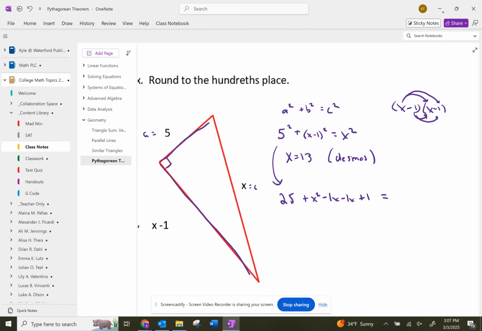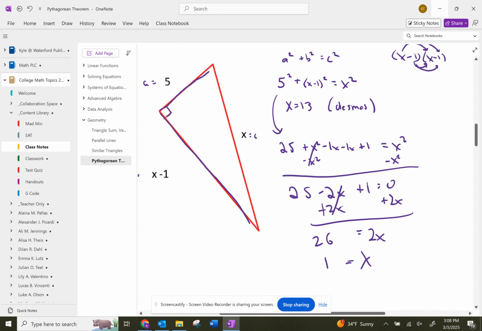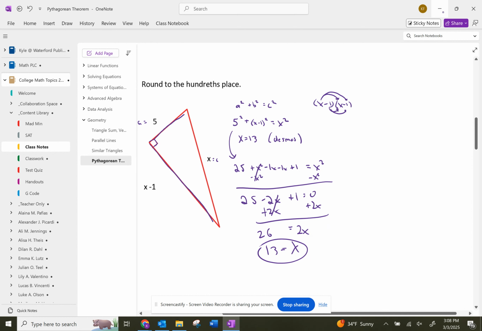And then x squared is just whatever x squared is. So now I just rewrote this equation down here. If I subtract x squared on both sides, those are going to cancel out. Negative x minus x is negative 2x. And x squared minus x squared is 0. Oh, before I do that, let me add 2x to both sides to get the x on the other side. 25 plus 1 is 26. So 26 equals 2x. If you divide both sides by 2, you get x equals 13. So we can still get it that way. But again, use Desmos if that's available to you.